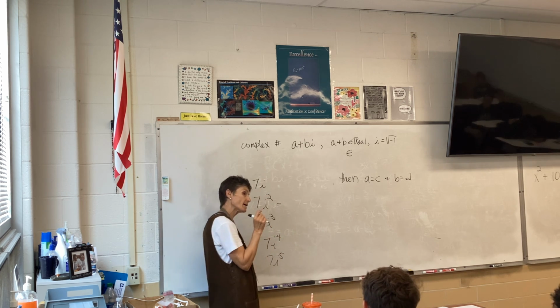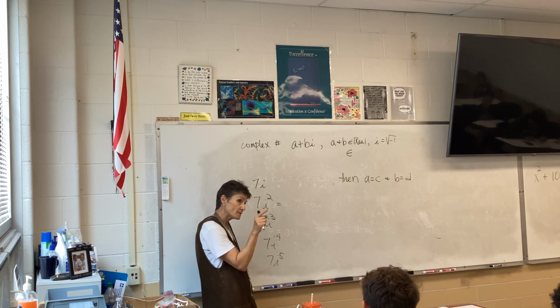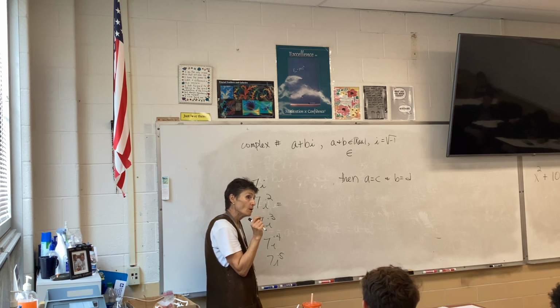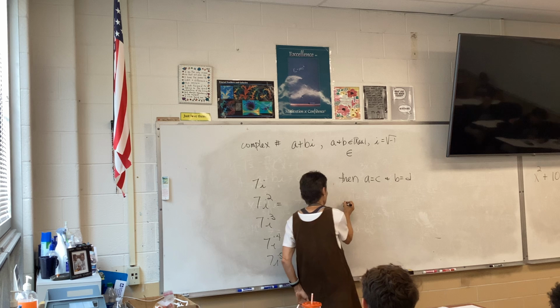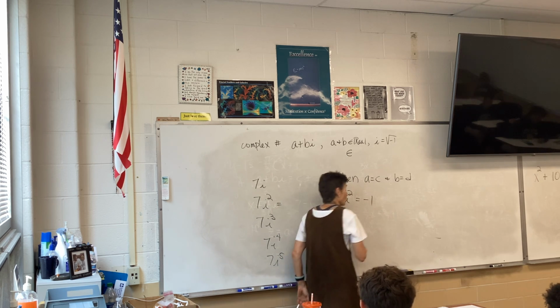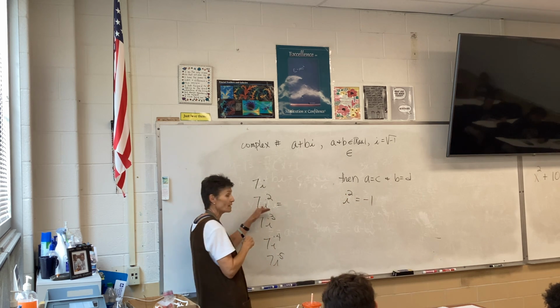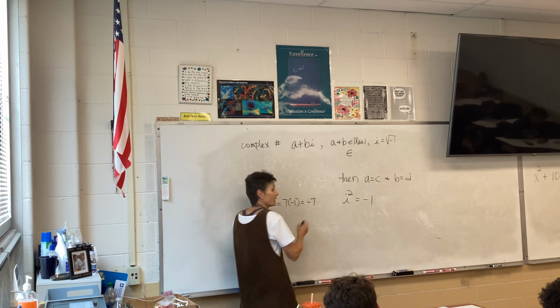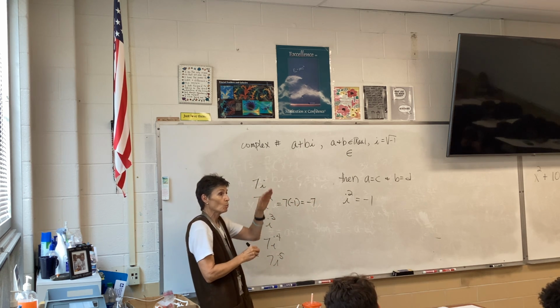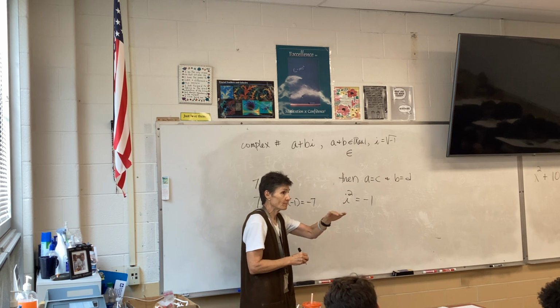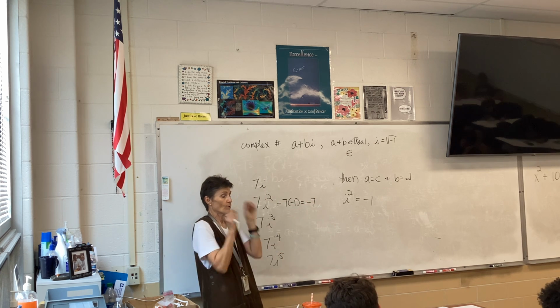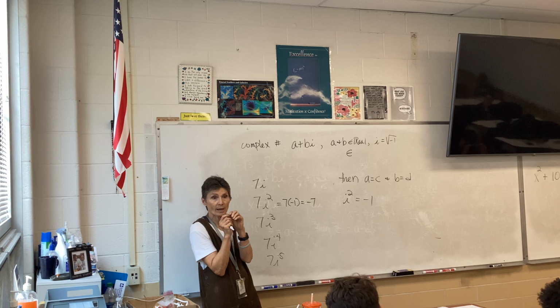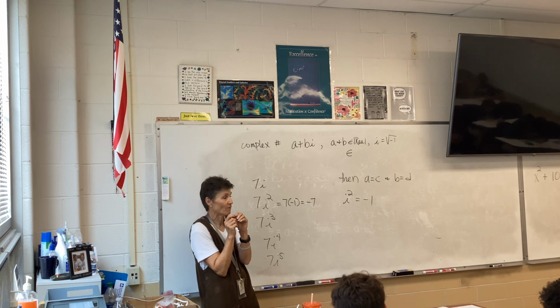Anybody know what i squared is? Negative 1. So in my example with 7i squared, that would be 7 times negative 1, or negative 7. So when you see an i squared anywhere, you're immediately going to change it to a negative 1. We're not going to mess with powers of i. We're going to simplify it.